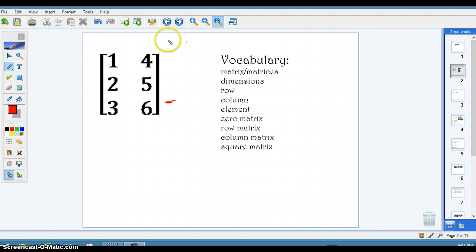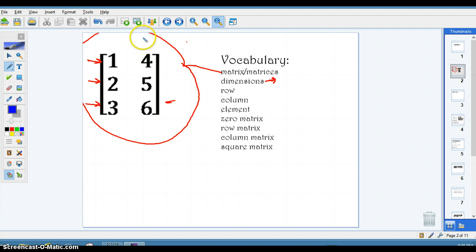Okay, so the whole thing is the matrix. All right, so we're going to just draw a circle around the entire thing, that is the matrix. The dimensions are how big or small the matrix is, and we'll talk about that in a second. A row, this is a row going across. We have 1, 2, 3 rows.